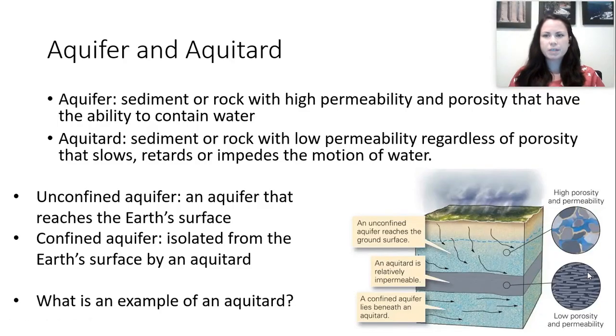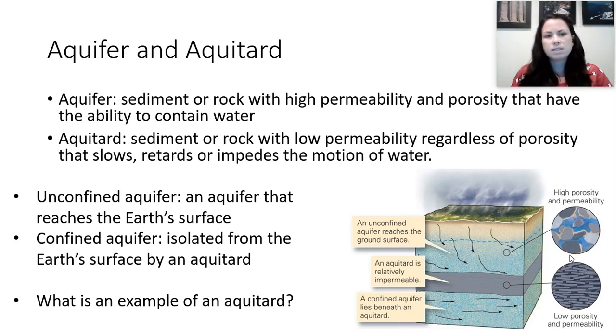We have a few other words that we use to describe the groundwater system, and these are called aquifers and aquitards. So an aquifer is a sediment or rock with high permeability and porosity that has the ability to contain water. We refer to our groundwater systems as aquifers. You might have heard that used either throughout this class, or it's used pretty frequently in the news when we talk about agriculture and how the aquifer is dropping, or you might have to exploit a new aquifer or something. So you may have heard that word before.